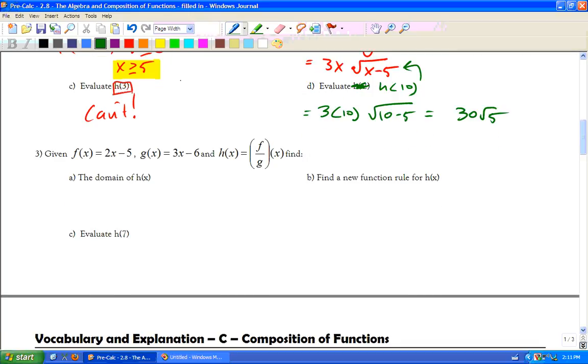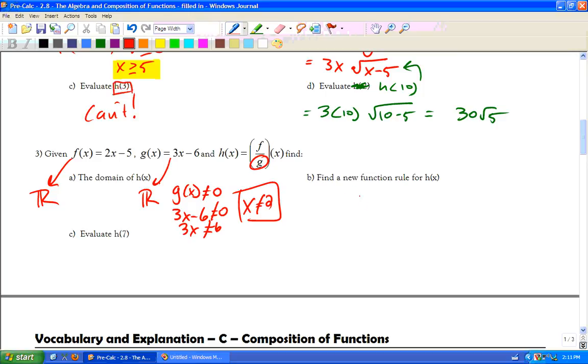Division is going to be something pretty similar, except we're going to have one tiny little adjustment for our domain. The domain of f of x is all real numbers. The domain of g of x is all real numbers. Previously, we just looked at the intersection. So you would assume maybe the domain of h of x will be all real numbers. But we have to remember, because we're dividing by g of x, g of x cannot equal 0. Can't divide by 0. Which means that 3x minus 6 can't equal 0. Which means 3x cannot equal 6. So our domain is all real numbers, except for x cannot equal 2.